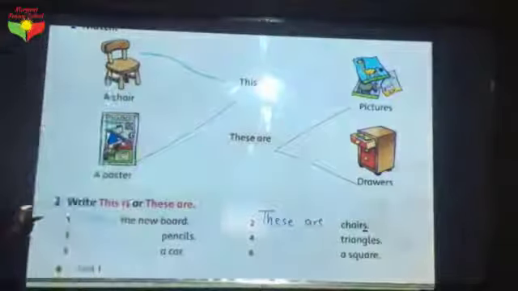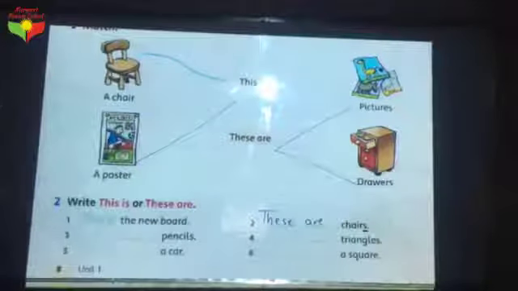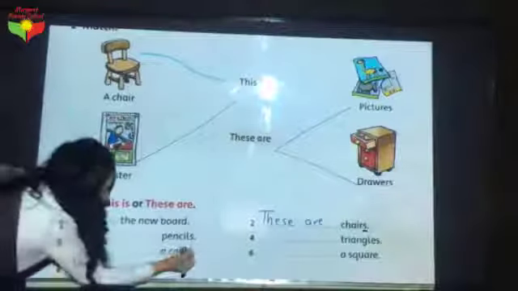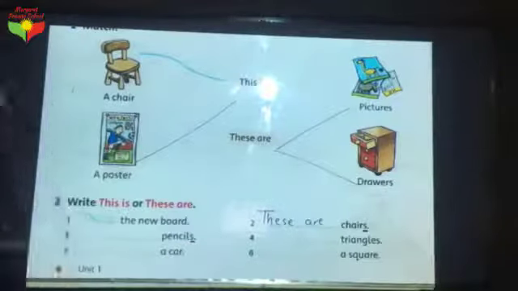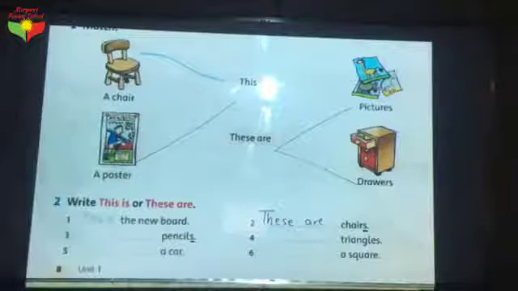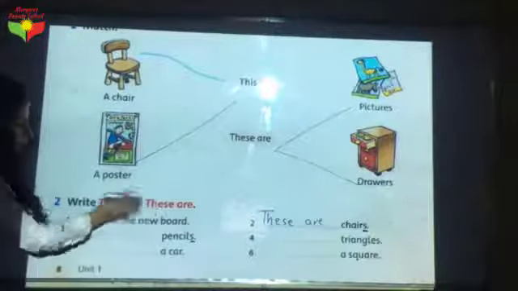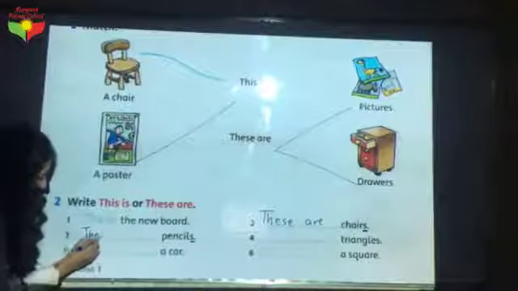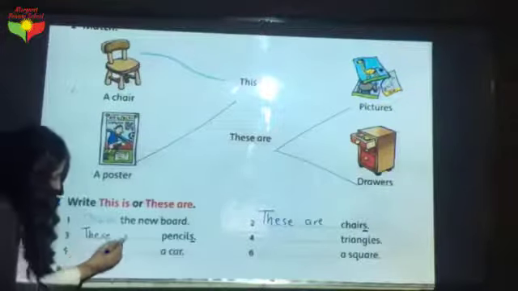Okay. Let's go to the third one. We have a space, then pencils. Look at this S. The noun is plural because we have this S. It means that we have more than one pencil. That is why we have to use these are. So write these are.